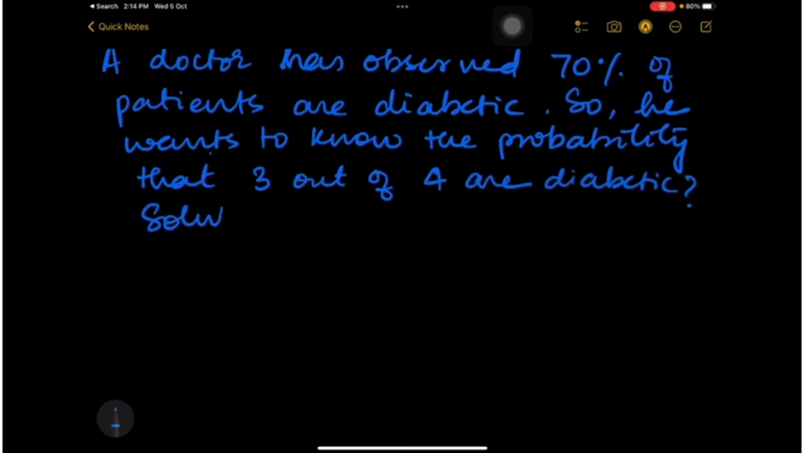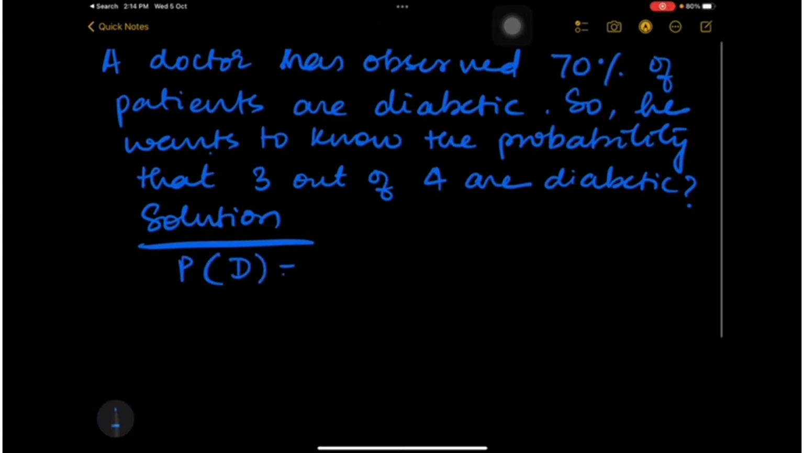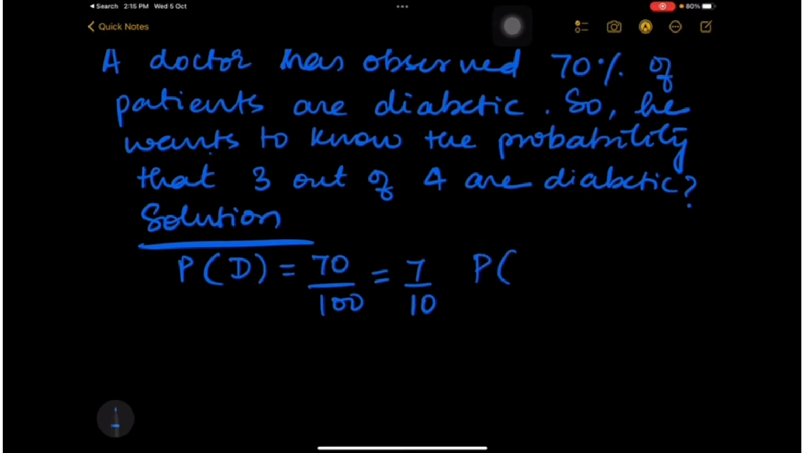Now we know the probability given is 70%. That is, probability of patient being diabetic is 70 out of 100. That is 7 out of 10. Which means probability of finding a non-diabetic patient is 30 out of 100. That is 3 by 10.